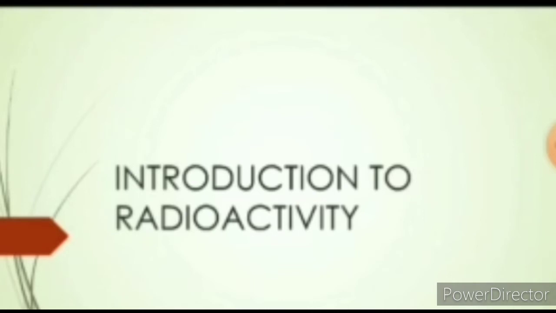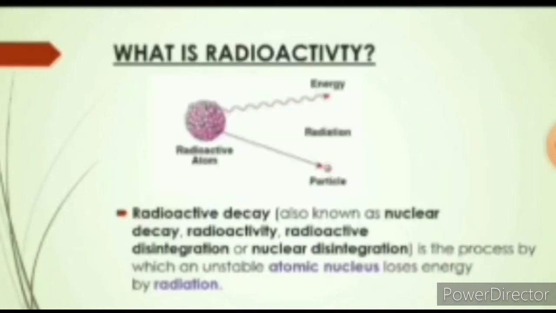So what is radioactivity? During this process of radioactivity, the atom which gives out neutrons emits radiations. As you can see in the image, the radioactive atom gives out radiations, and also there's a high amount of energy being released.